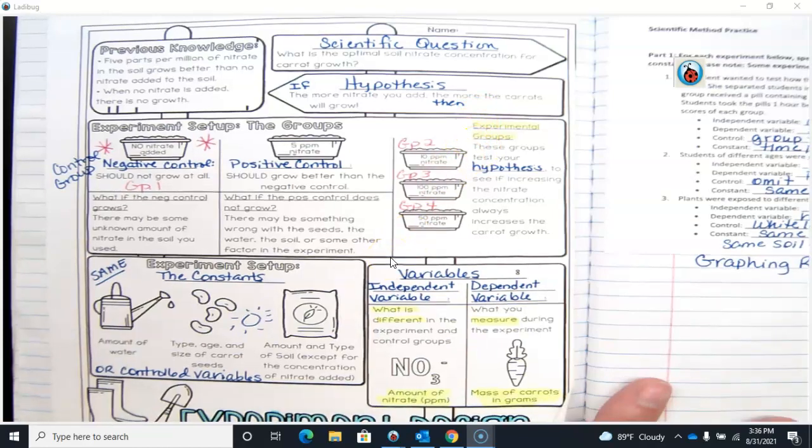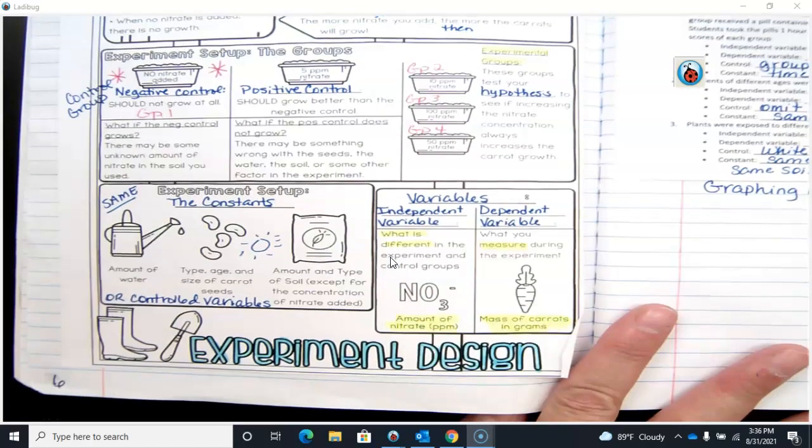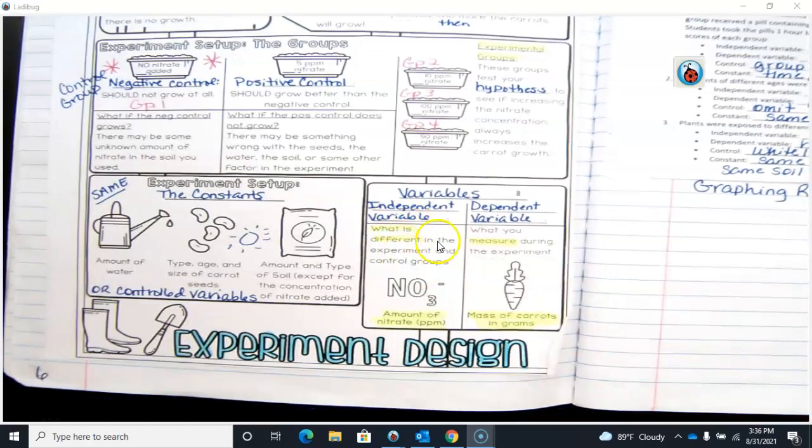So when we look at our experimental setup, our independent variable is, remember, the one thing that was different between the groups, which was the amount of nitrate in parts per million. The dependent variable is what we measured during the experiment. And what we measured during the experiment was the mass of the carrots in grams.